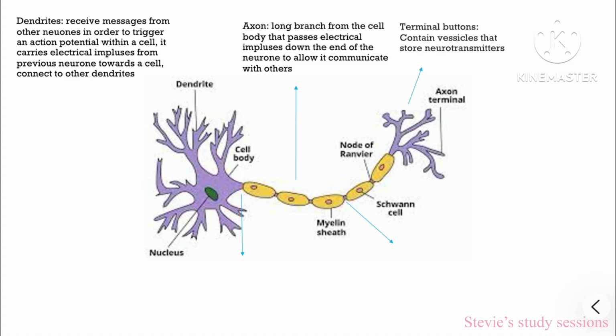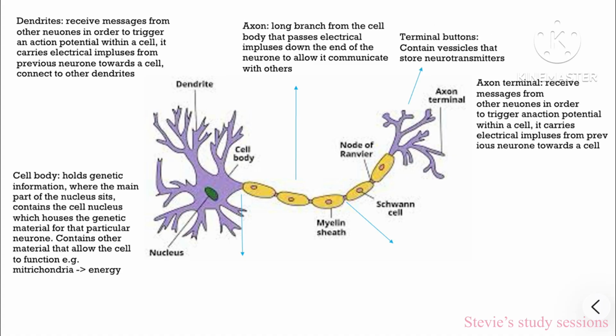Next you've got the terminal buttons. They connect vesicles that store neurotransmitters. The axon terminal receives a message from other neurons, and this is at the far end opposite the dendrites. It receives messages from other neurons in order to trigger an action potential within the cell. It carries electrical impulses from previous neurons towards the cell. The cell body holds genetic information. It's where the part of the nucleus sits and contains the cell nucleus, which houses genetic material for that particular neuron. It contains other material which allows the cell to function, for example, mitochondria for energy.